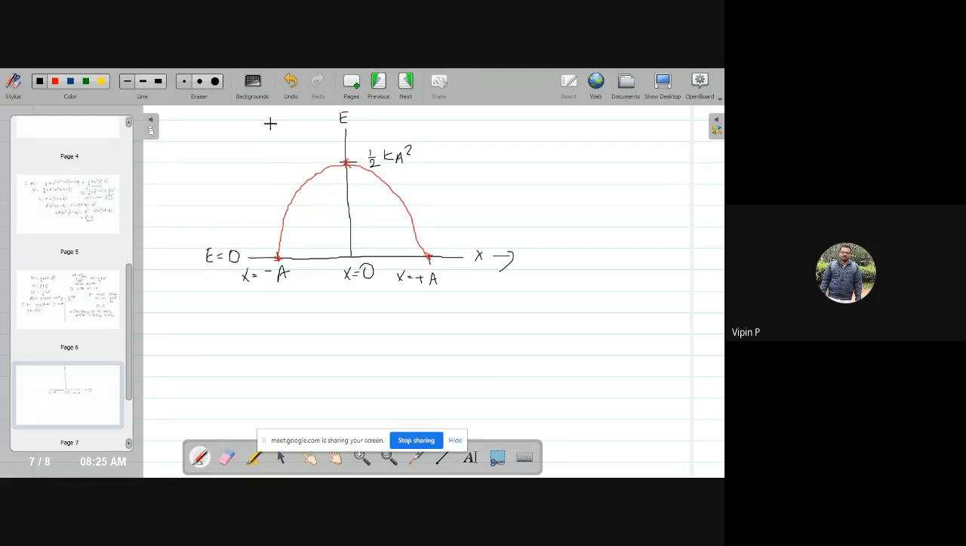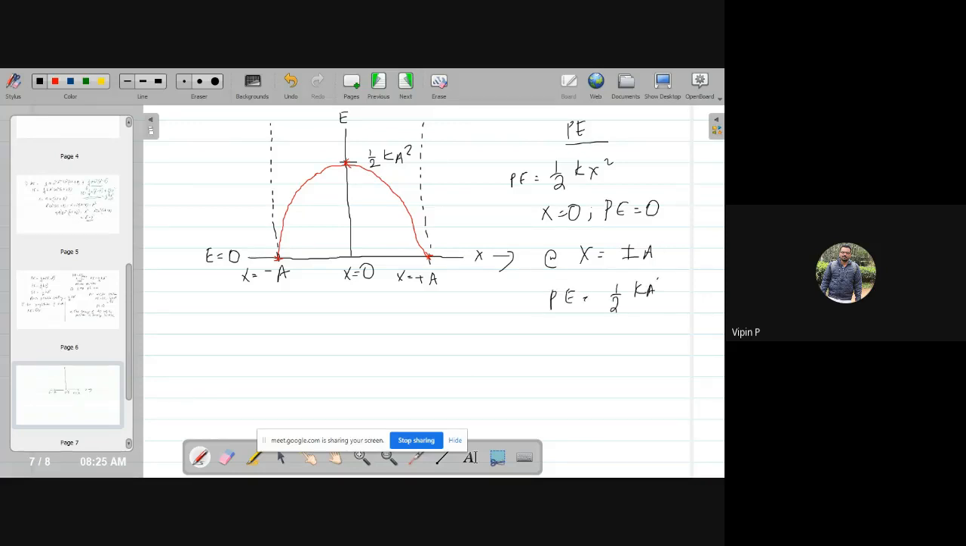Now let's look at the potential energy function. It's half k x squared. And it's very simple to see that when x equal to 0, potential energy is equal to 0. We have already seen that, because if energy is purely kinetic, it's absolutely sure that at that position, potential energy would be 0. Now at x equal to plus or minus a, the potential energy will be equal to half k a square.